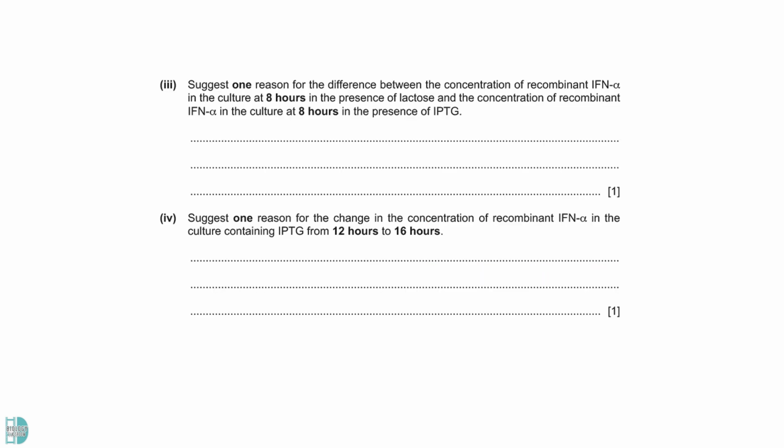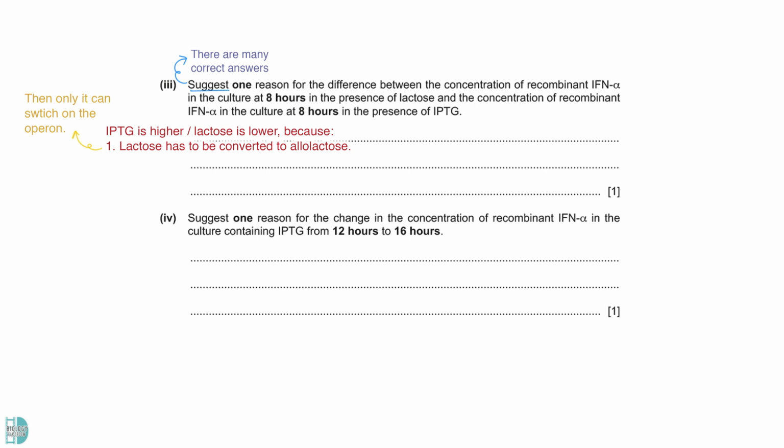3. Suggest one reason for the difference between the concentration of recombinant IFN-alpha in the culture at 8 hours in the presence of lactose and the concentration of recombinant IFN-alpha in the culture at 8 hours in the presence of IPTG. The command word here is suggest. It means that there are many correct answers.